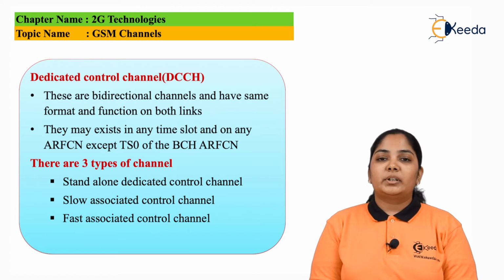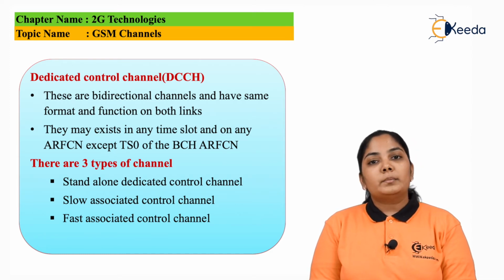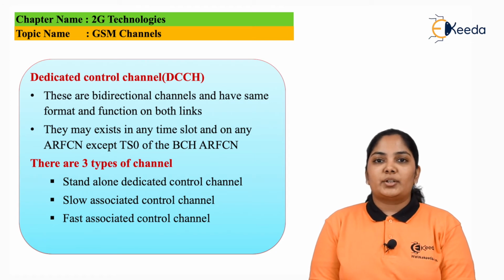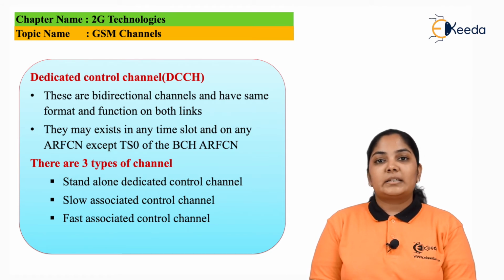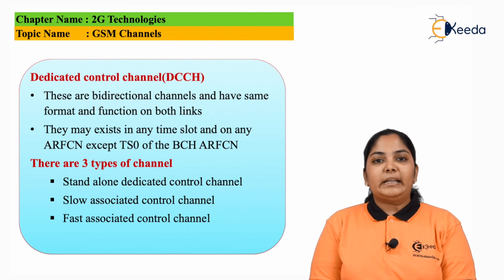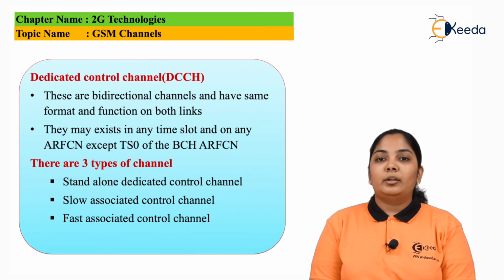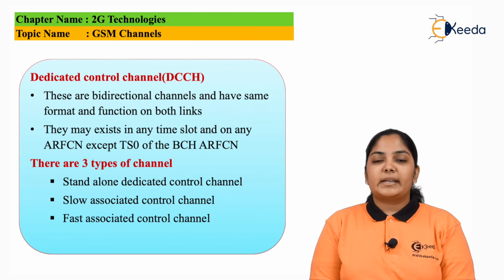Coming to the third type of the control channel, that is called the dedicated control channel. These dedicated control channels are bidirectional, meaning they are from the base station to the mobile station and mobile station to the base station. These channels are used to carry important information for controlling purposes. These channels occur in any time slot, that is TS0, except the time slot that has been used for the broadcast channel in the frame. We have three types of dedicated control channels. The first one is the standalone dedicated control channel, then the slow associated control channel, and the fast associated control channel.